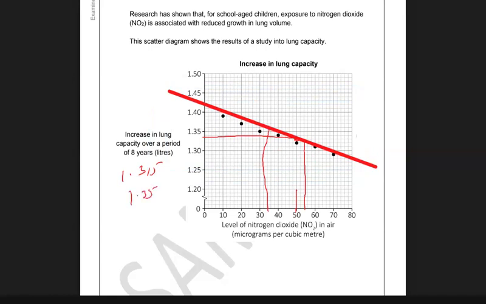So you will now do 1.35 minus 1.315 divided by what's it got? That's going to give you 0.035. If you convert this one to a fraction, that gives you 7/200.